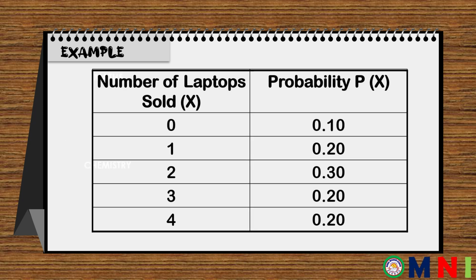So we have here the given, the number of laptops sold, which denotes x, and its corresponding probability, which is represented by the P of x. So we have 0, 1, 2, 3, and 4, which represents the number of laptops sold, and its corresponding probabilities, we have 0.10, 0.20, 0.30, 0.20, and 0.20.